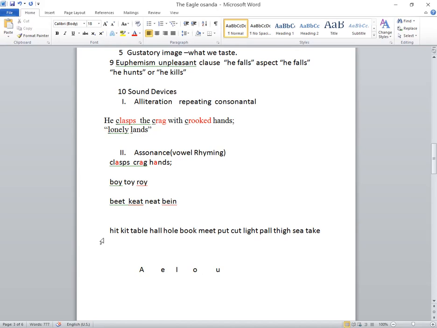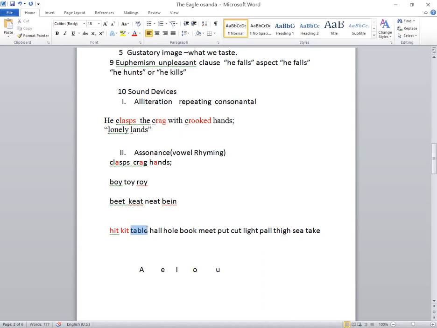The words which have matching sounds. Hit, kit, one couple. What is the vowel sound? I. No, I is the vowel letter. Vowel sound? E.